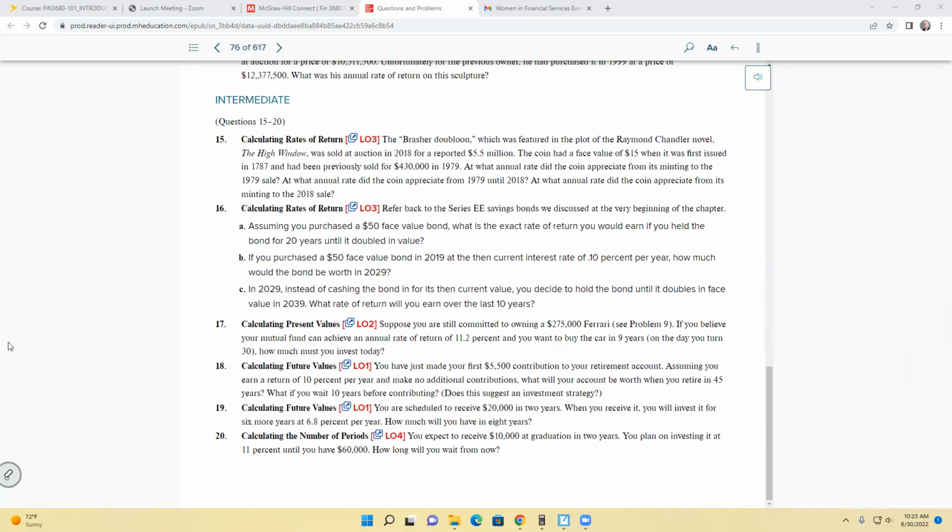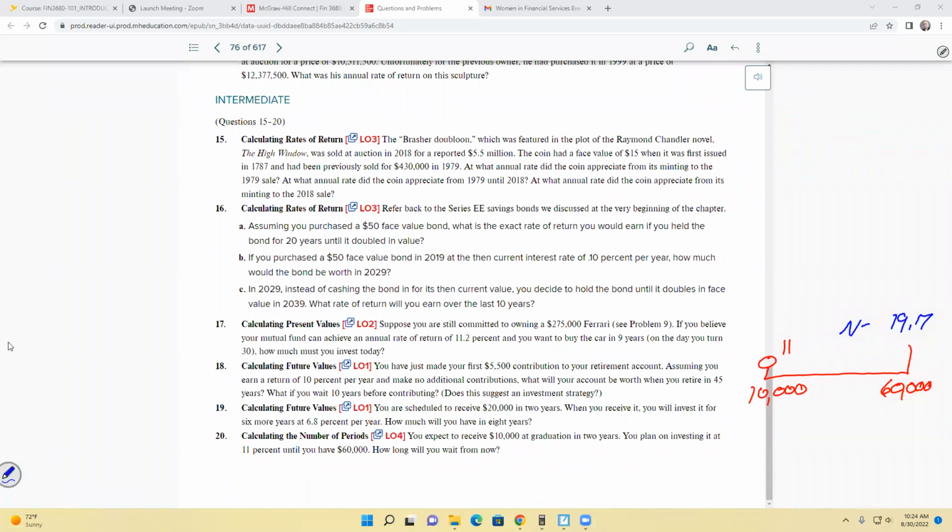All right, so you expect to receive $10,000 at graduation in 2 years. You're gonna invest it till you get $60,000, at 11%. So they're looking for N here. What is N? 19.72? 17.17, you got it, plus the 2 years that you gotta wait. Very good. So really, it only takes 17 years.